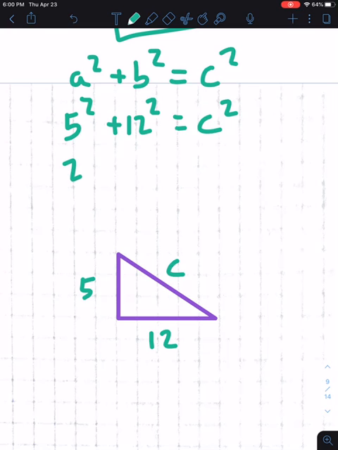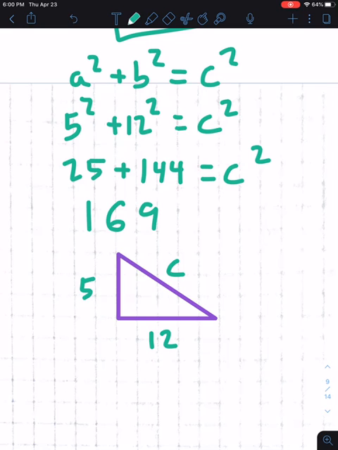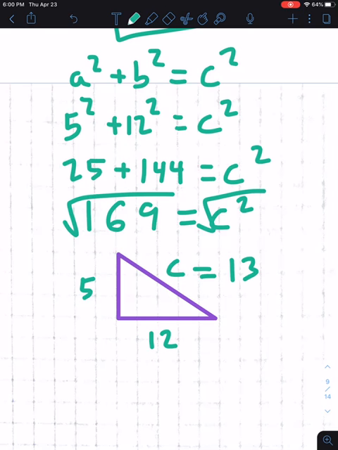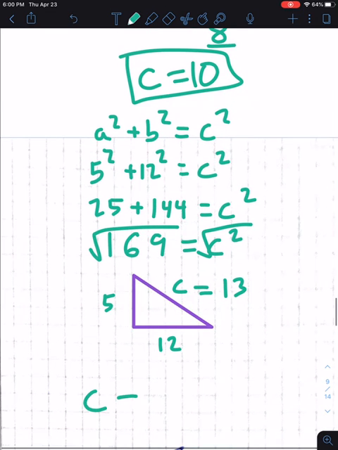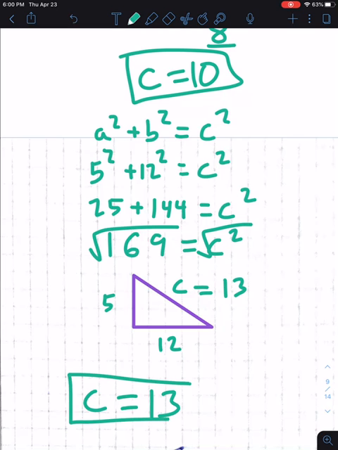So 5 squared is 25 plus 12 squared is 144. So that gives us 100 and 25 plus 44. So we've got 169 is equal to c squared. Now, if you take the square root of that, you get 13. So here, C is equal to 13. That is the hypotenuse here, and that is our answer.